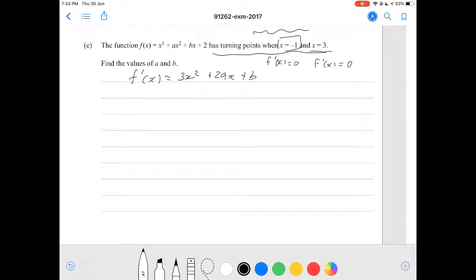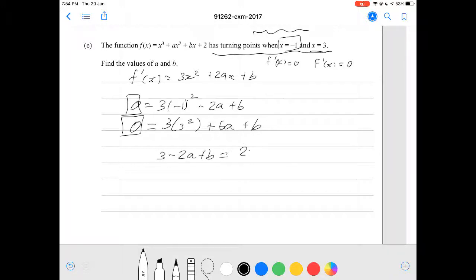Okay, so we say that 0 equals 3 times (-1) squared plus 2a times -1, plus b. And 0 equals 3 times 3 squared plus 6a plus b. Because they're both equal to 0, we can say that they're equal to each other. So 3 minus 2a plus b equals 27 plus 6a plus b. The two b's cancel out, and if you move these to the other side, we say 24 plus 8a equals 0. Therefore, a equals -3.